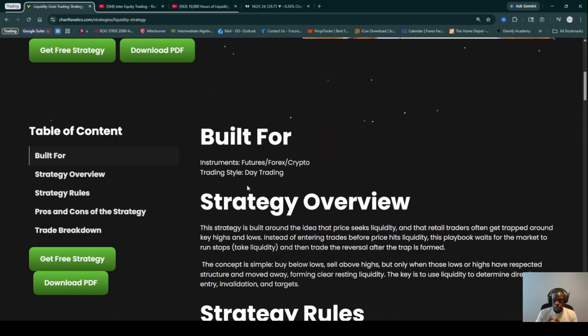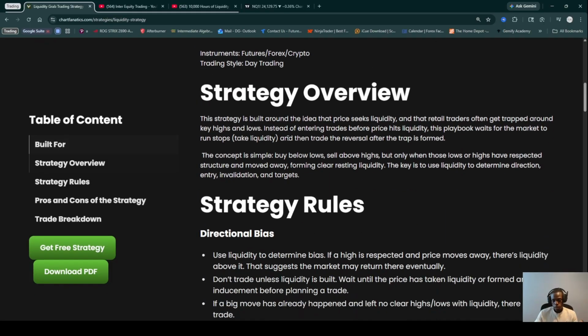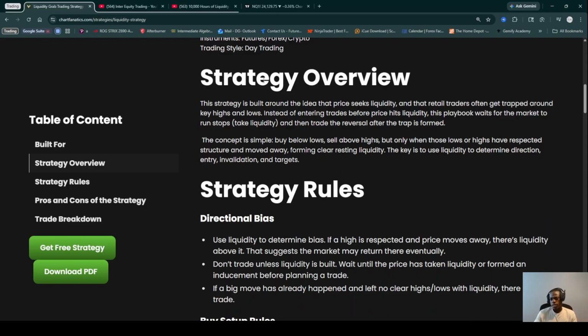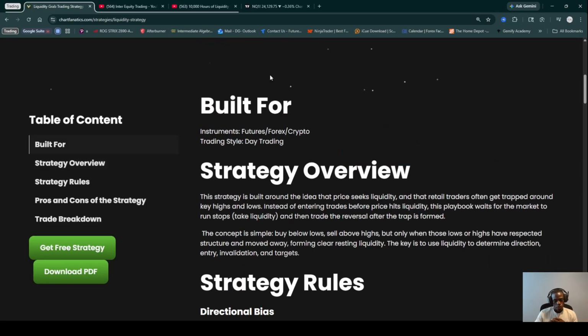So now that I picked our strategy, what the strategy is built for: day trading futures, forex, and crypto. You can also use this to swing trade and hold positions for a longer period. But in the futures market, if you don't have the huge margin, you can't hold positions. But in the forex market, you can. Okay, so the overview of the strategy.